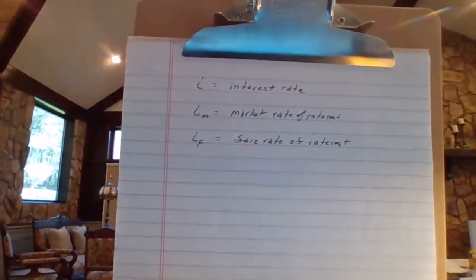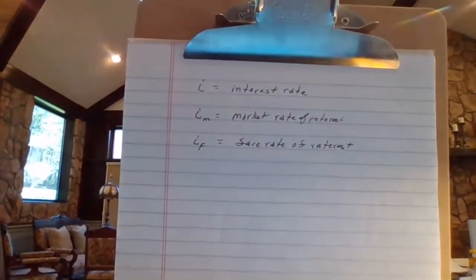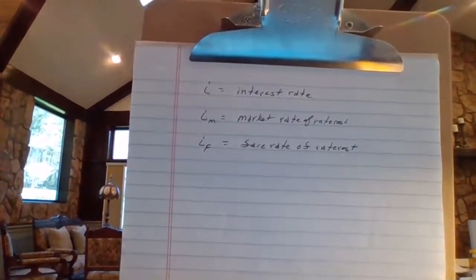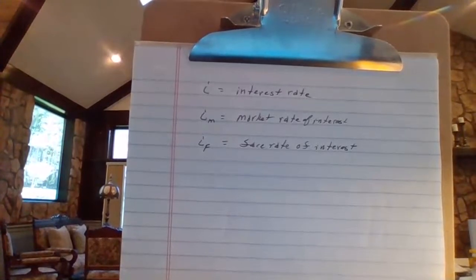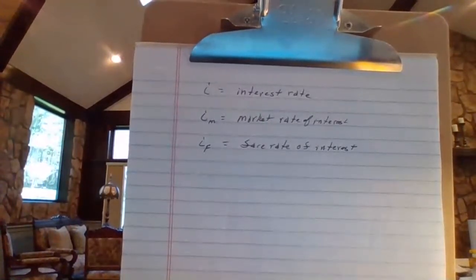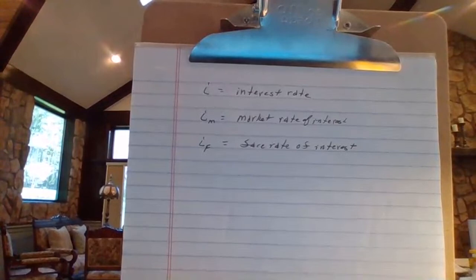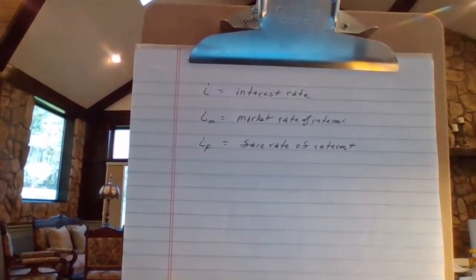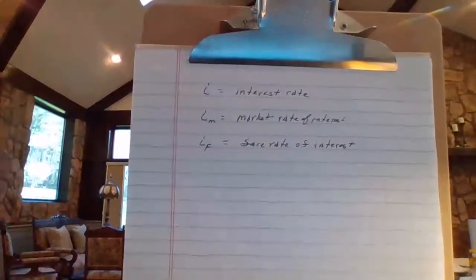Lowercase i is just the abbreviation for interest rate. Lowercase i subscript M is going to stand for the market rate of interest. And lowercase i subscript F is going to be the face rate of interest, the interest that the bonds pay.